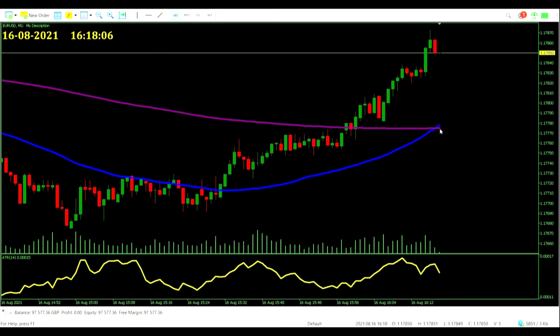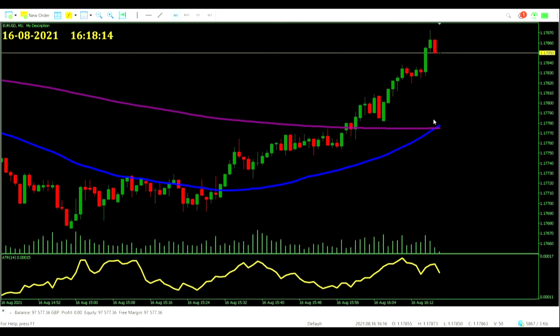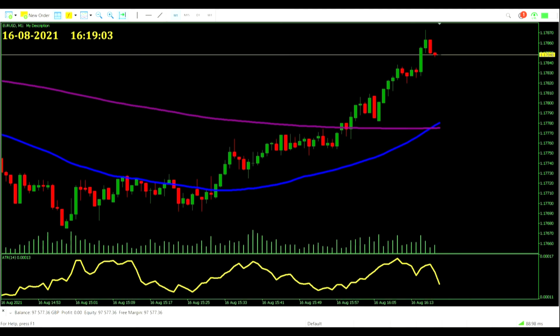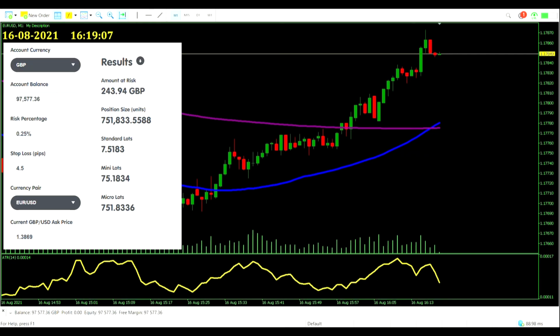So there we've got the 50 average sticking through the 200. That's the first period it's gone through, so we are just going to wait for this one to close, and then we'll be in the trade. Okay, so this is going to close. We're going to call this 1.5 pips, so that is 4.5 pips for the total stop loss and initial take profit. There is our risk on screen if you want to check that out now.